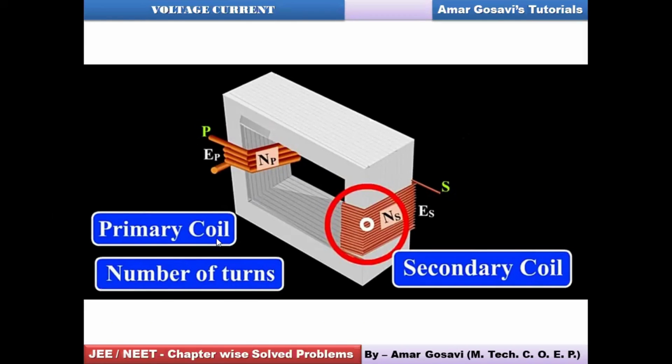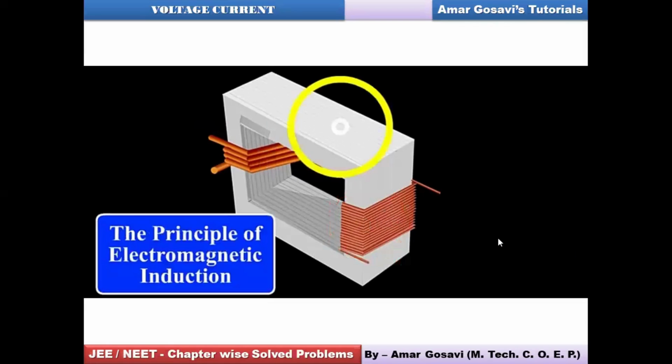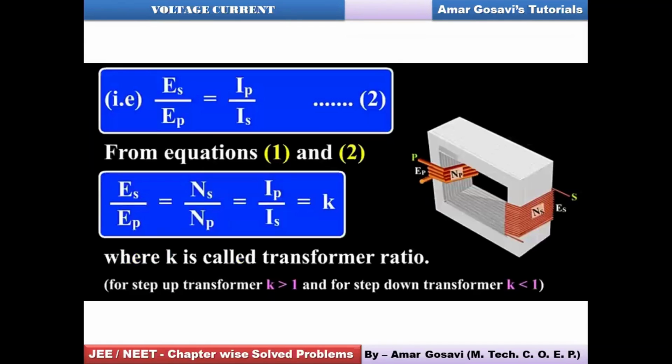Now when I'm talking about primary coil, EP is the EMF across primary. NP stands for the number of turns on primary. Similarly, ES stands for the EMF which is being sought, or the output which is being sought across the secondary. NS stands for the number of turns on the secondary coil. The principle is of electromagnetic induction, that is mutual induction.